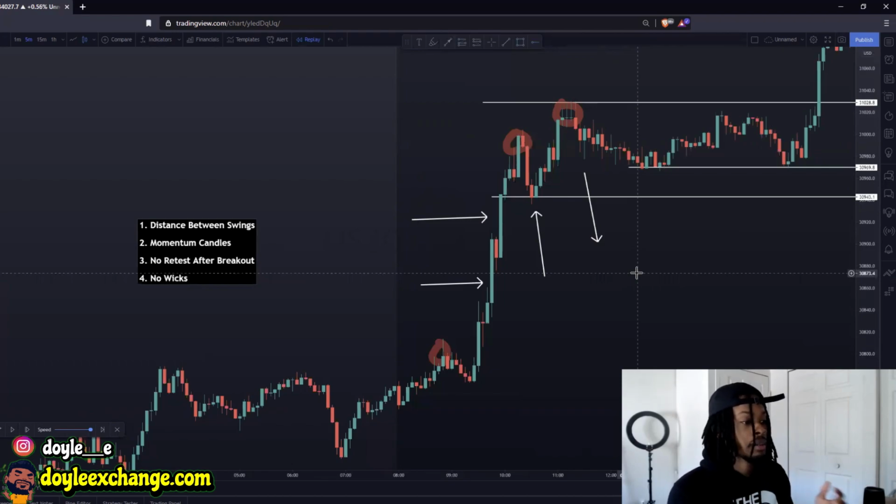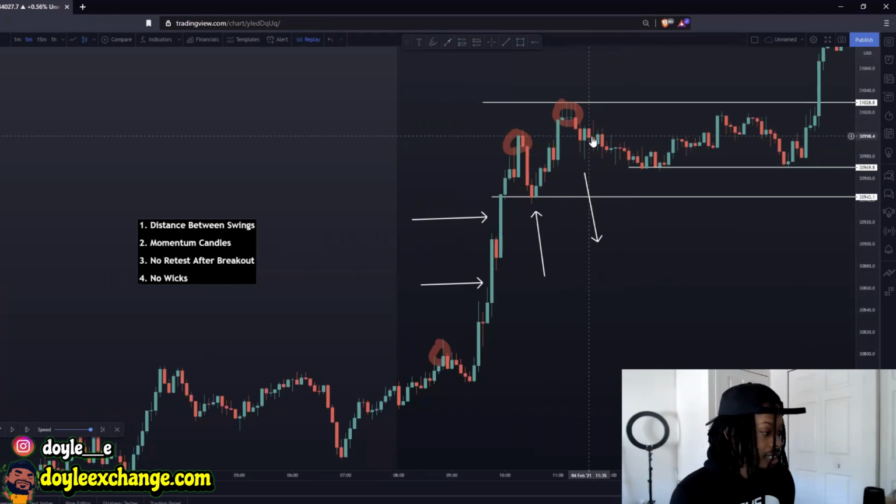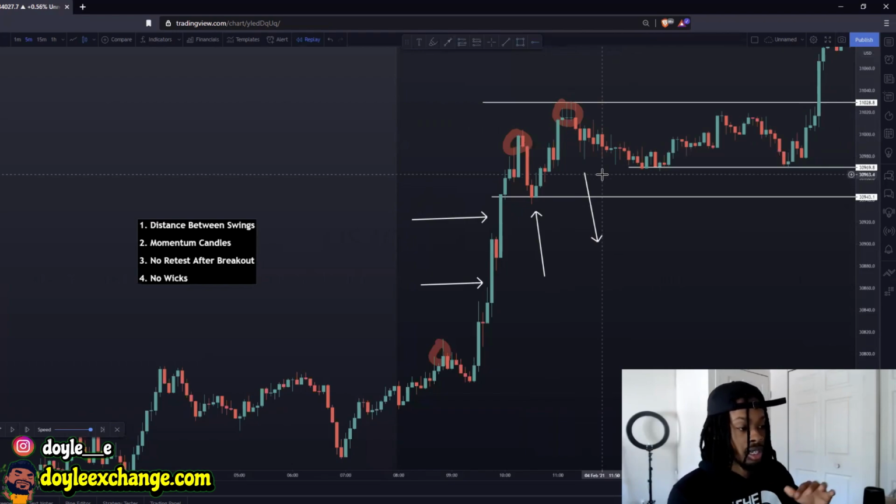If you're trading price action, all we need is the candlesticks. The distance between swings is really key because it's literally an indicator that the market is slowing down or speeding up. I think that's one of the best things to do when you're trying to gauge the strength of the trend: to see the swing highs and the swing lows distance.